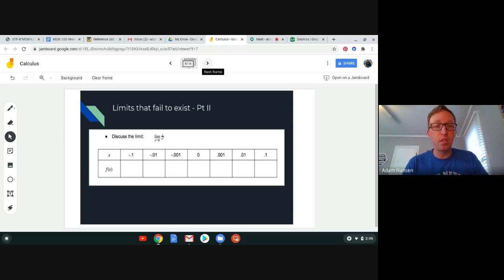Okay, let's look at another table here. Discuss the limit of 1 divided by x squared as x approaches 0.